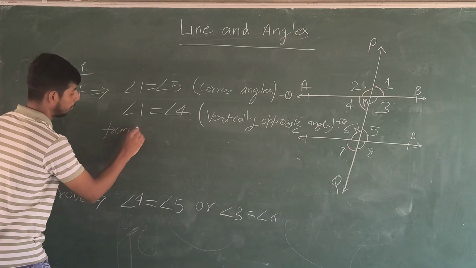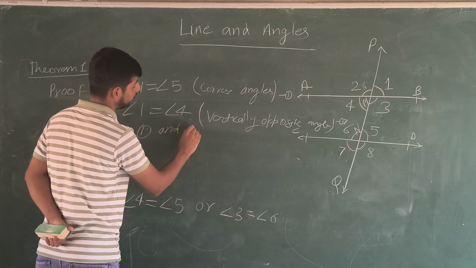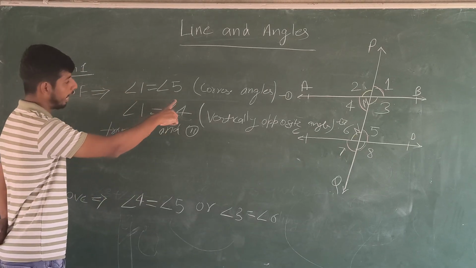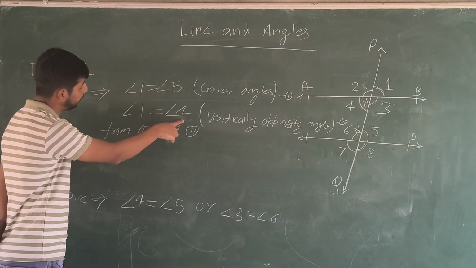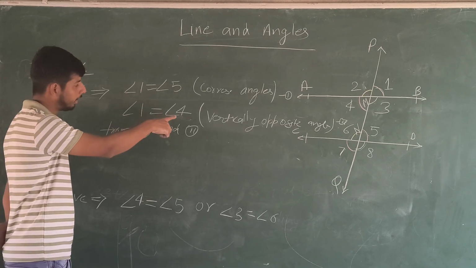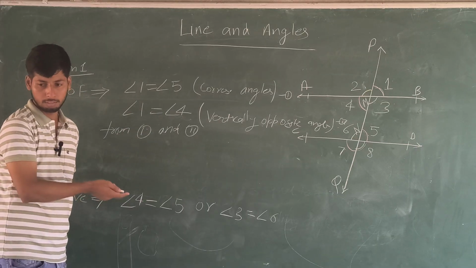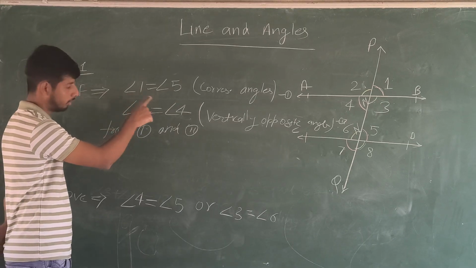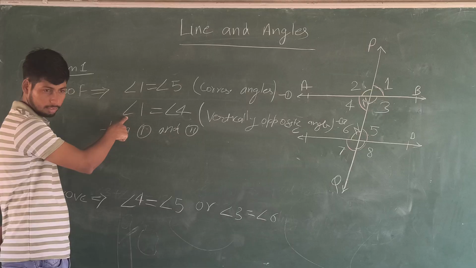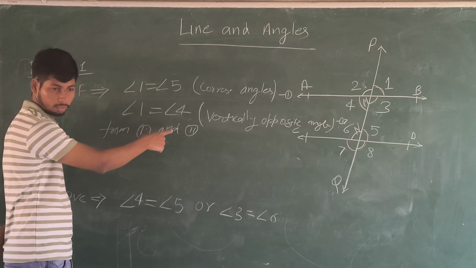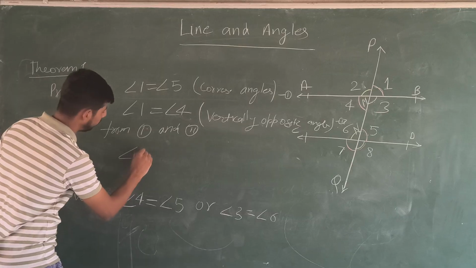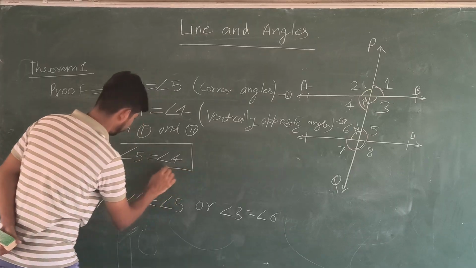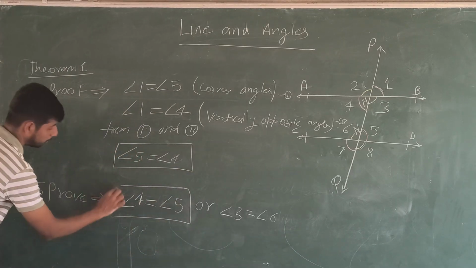So from first and second, look at here, both are equal to angle 1. Angle 5 is also equal to angle 1. Angle 4 is also equal to angle 1. So we can write angle 4 is equal to angle 5. It means angle 5 should be equal to angle 4. This part we have to prove.